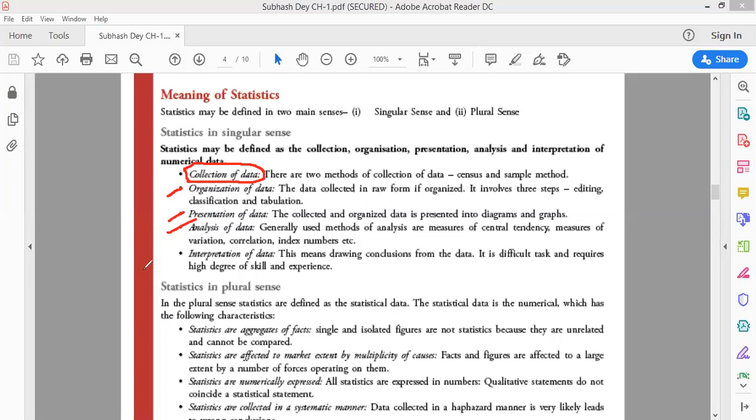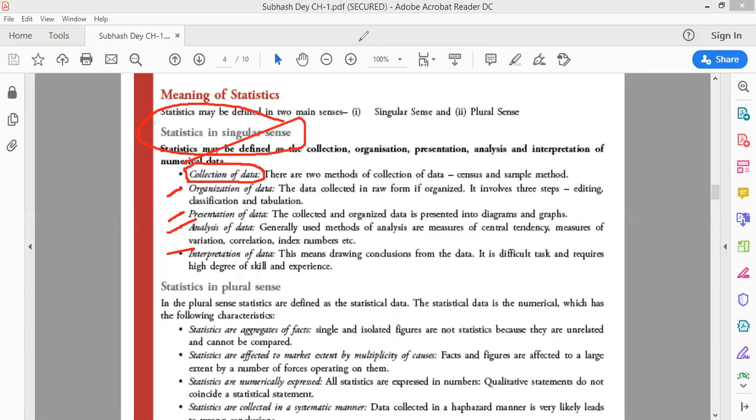And last but not the least, there is interpretation of data. Interpretation means drawing the conclusion from the data, reaching the conclusion. This is actually the end result of statistics. End result of statistics means that this data is the end result, what we are getting at the end, what we are seeing, what we are interpreting from it, what result I am getting, what was my objective of doing the statistical study, and what result I am getting. So this which I have just explained to you is statistics in singular sense.